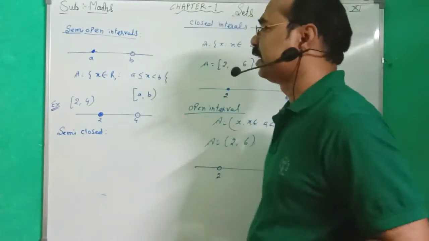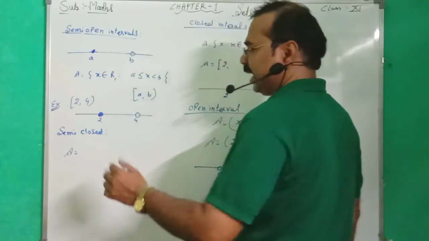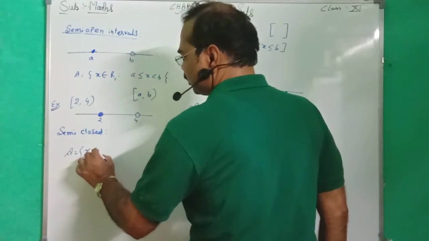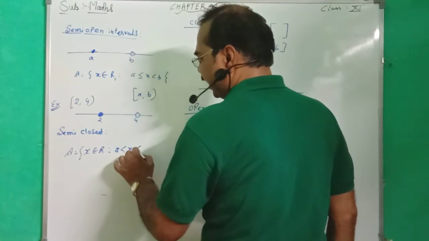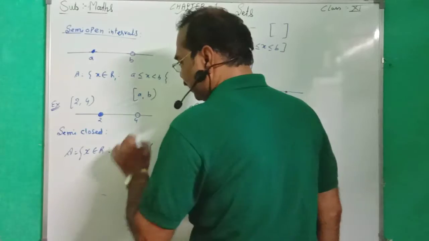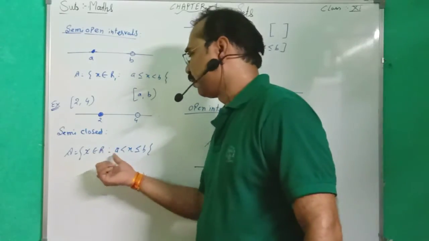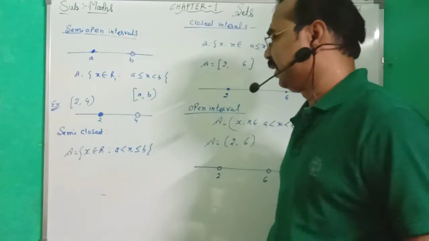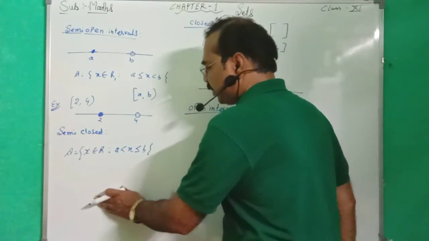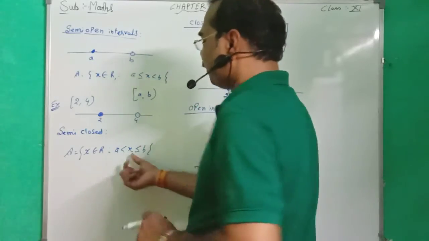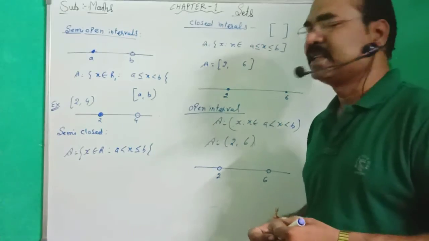Now the semi-closed interval. Suppose we take a set of x where x belongs to R, where A is less than B, and x is greater than A and less than or equal to B. That is the other semi-open interval. It means here A is not included in your set and B is included.